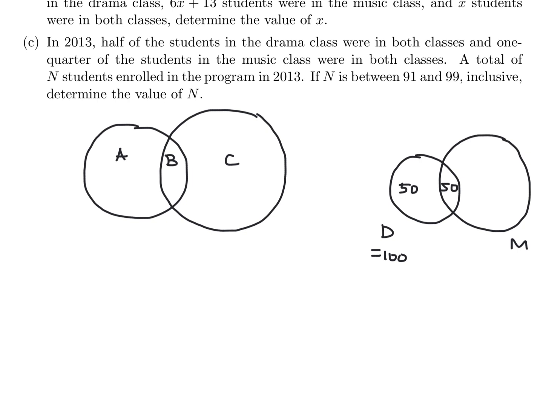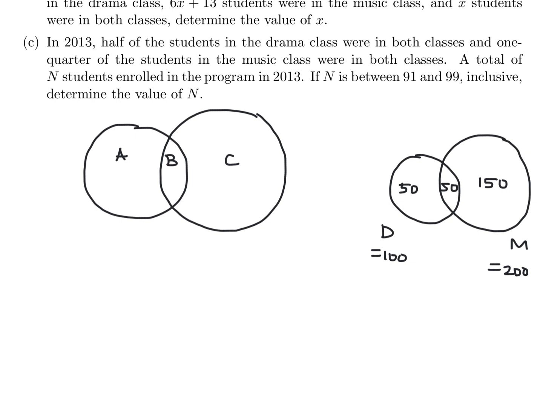And let's do the same thing with the music class. 1/4 of the students in the music class are in both classes. So that 50 represents 1/4 of all the students in music. So that means this would be 200, because 50 represents 1/4 of 200, and that circle would have 150. So I just did that to show what the sentences in the question are referring to.